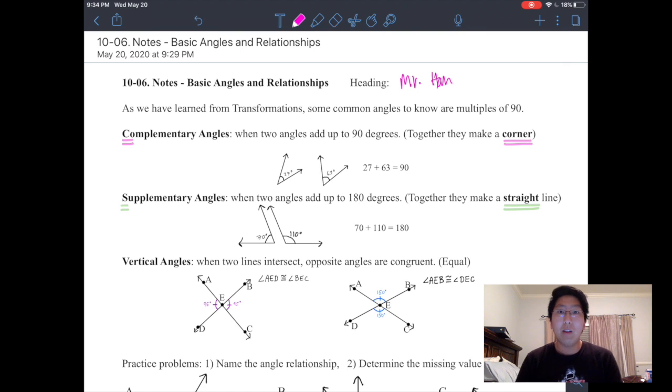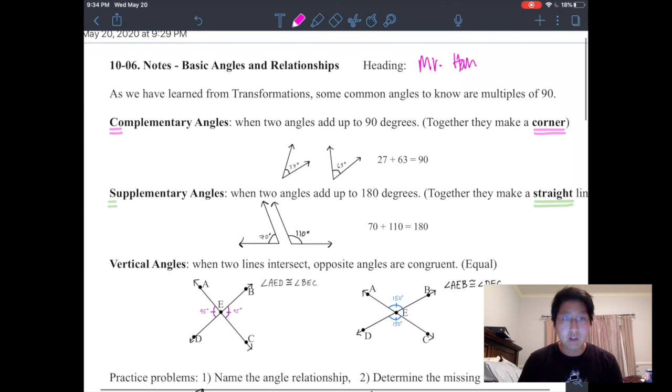And if you think about Pythagorean theorem, we've been working with triangles and they have a little right angle, which means 90 degrees. So these are the numbers that we're going to be working with. As we have learned from transformation, some common angles to know are multiples of 90. That's what I'm referring to right here. When I read this right here, it's talking about 90 degrees. So when we have Pythagorean theorem, when we have transformations, that's what we're talking about. I want you to be thinking about that.